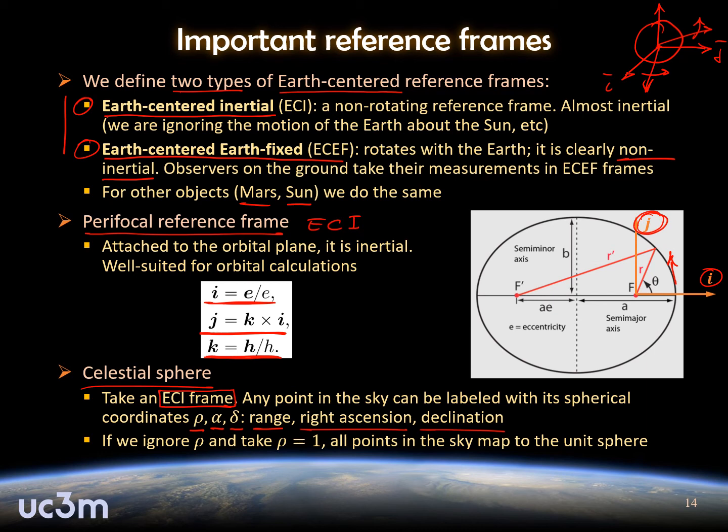Finally, when we talk about the celestial sphere, usually we just ignore the value of the radius, okay, the range of the position of the objects in the sky. So we can just take rho equal to 1, for example. And this basically projects all the objects in the sky to the unit sphere, right?